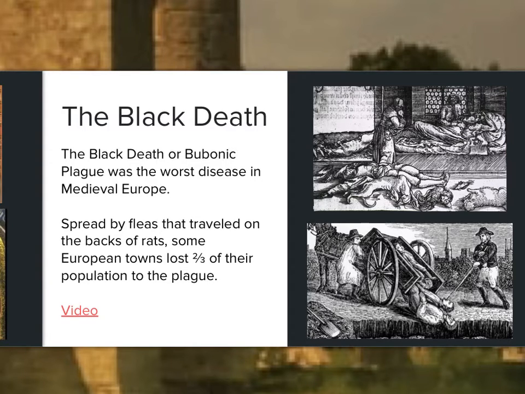They would take these people and dump them in giant graves, and we've dug these up now and seen all the bones and stuff. Just horrible mass death.